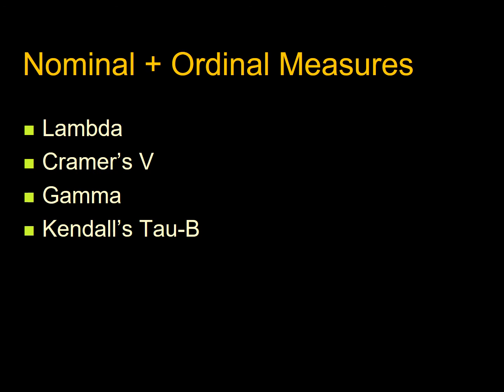Now there are other measures for nominal and ordinal data. There's the lambda, Cramer's V, gamma, Kendall's tau B. Gamma and Kendall's tau B you would see in SPSS if you were to run a contingency table. These are very often used as hypothesis tests to see whether the addition of the independent variables makes a difference in being able to predict the dependent variable.